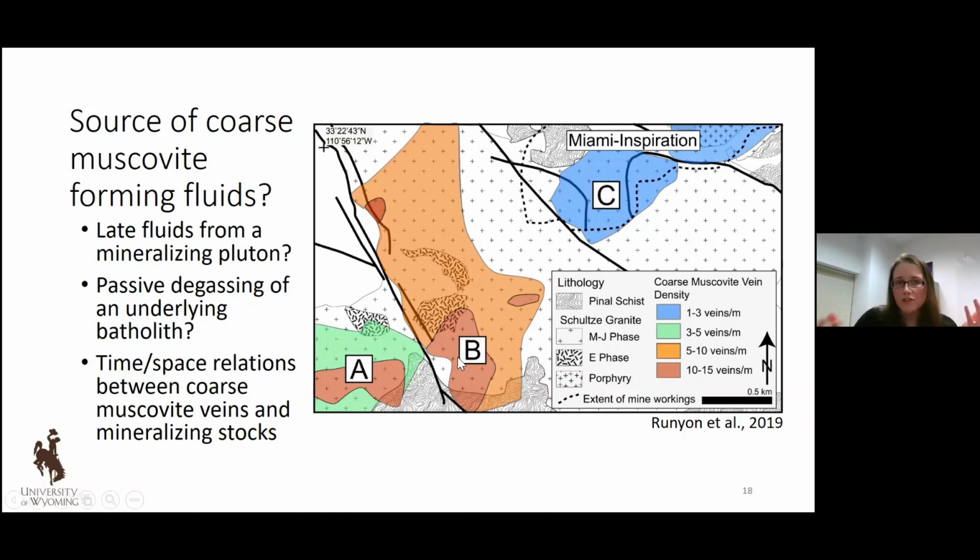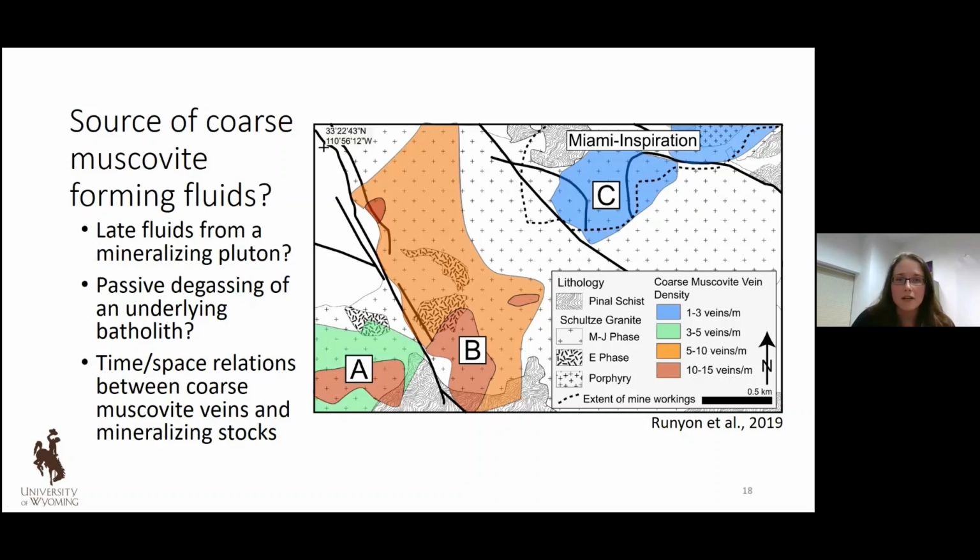And to me, this is potentially a localization that may represent late fluids coming off of a mineralizing pluton. However, if you've ever been basically anywhere west of the Miami workings out in the Schultz granite in the Globe-Miami district, you'll know that there are basically 1 to 3 millimeter fracture coatings, one to three every meter, basically anywhere out here. I mean, you can drive along Highway 60 and it will flash glittery muscovite at you anywhere along these outcrops of the Schultz. And so in this case, I think the vein densities may actually indicate both high densities of coarse muscovite coming from the late fluids from a mineralizing pluton, and then these highly disseminated, really extensive fracture coatings could potentially be related to passive degassing of an underlying batholith.